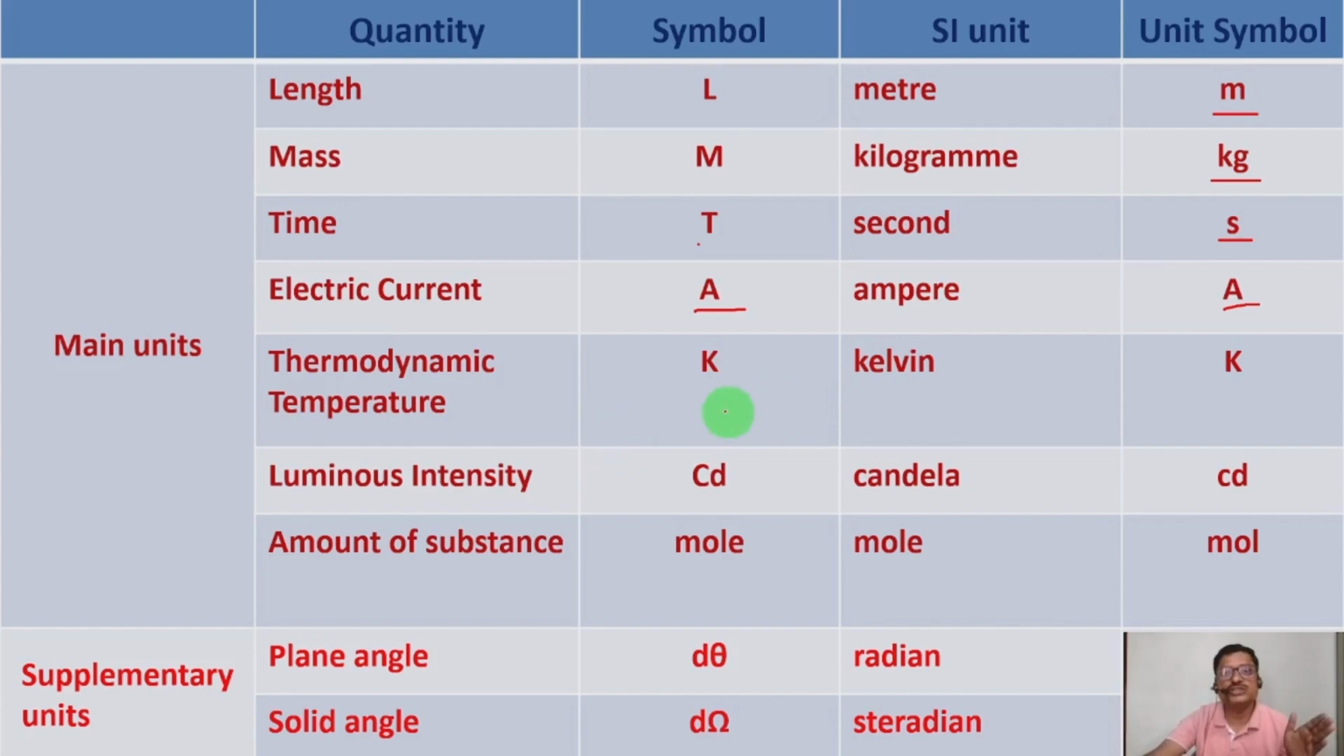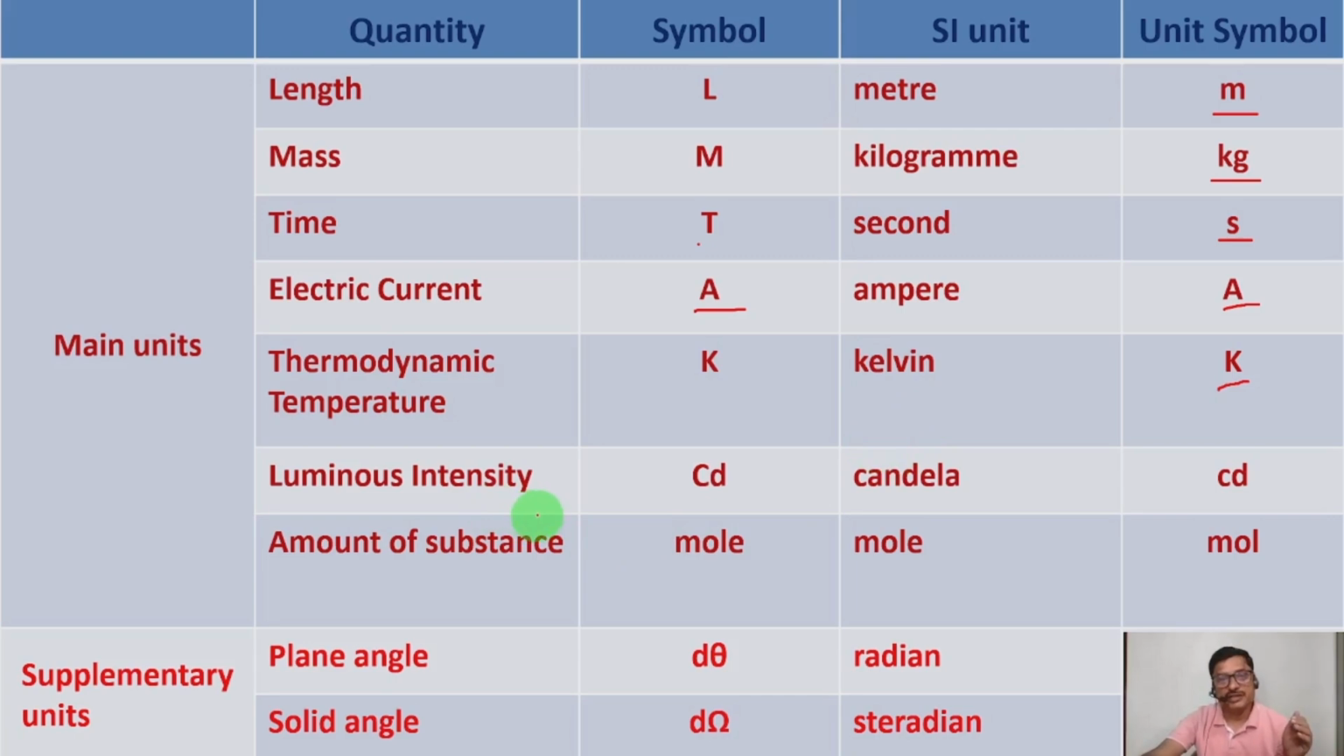The symbol of the quantity temperature is K, and its SI unit is Kelvin, with unit symbol K. Here we have to know that Kelvin is the SI unit of measurement of temperature. Degree Celsius and degree Fahrenheit also have a conversion relation with Kelvin, by which they can be converted, and I am going to discuss that later.